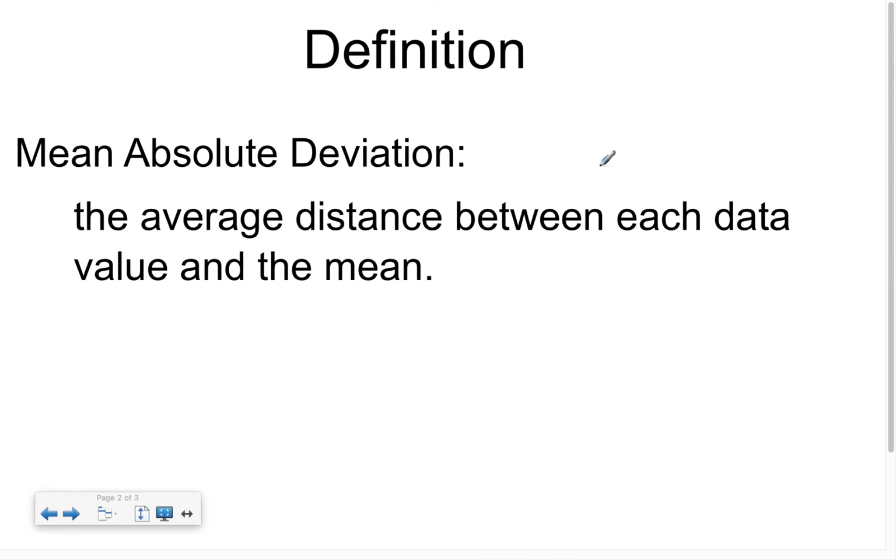So mean absolute deviation, which we also call MAD, M-A-D, is the average distance between each data value and the mean. So for the average, we need to find the mean of the distances, which we said always has to be positive. If I go to the track and run a mile backwards, it's not a negative mile, between each data value and the mean.